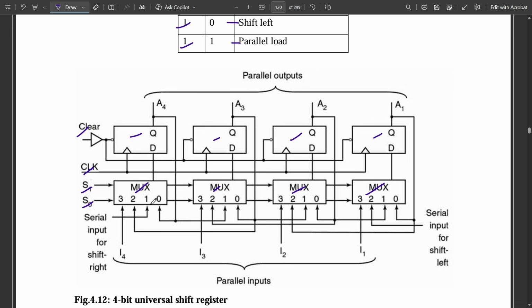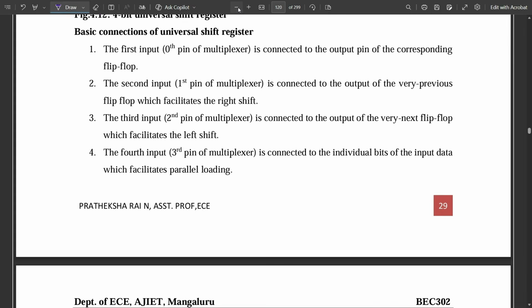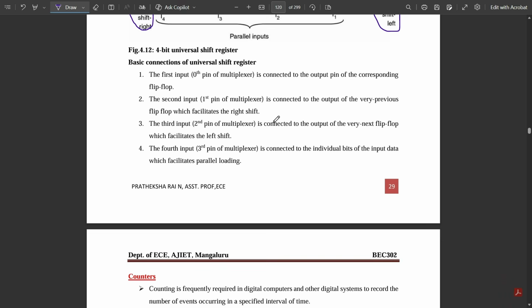And we are having one serial input for right shift, which is given through the first mux, and one serial input for left shift, which is given to the final mux. So this is that diagram, guys. Please note it down. So the operation for this: you see here what happens in the 4-bit universal shift register, how it operates.